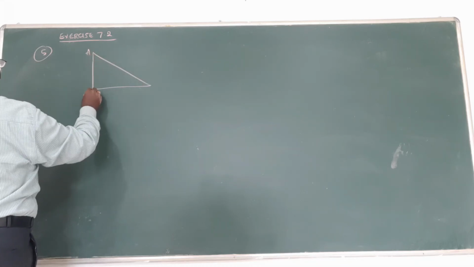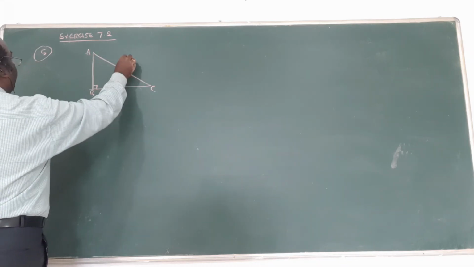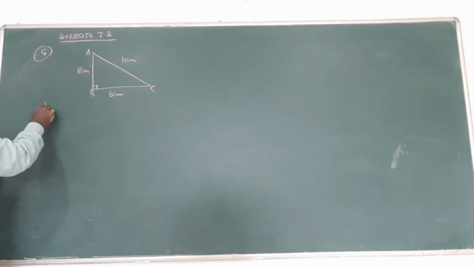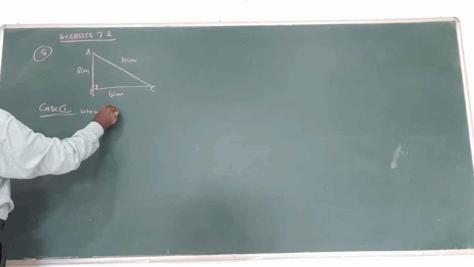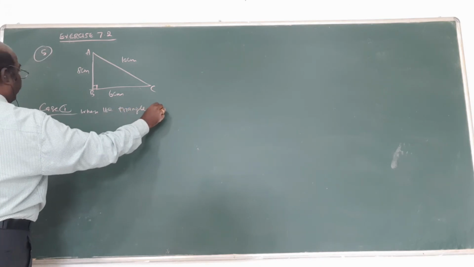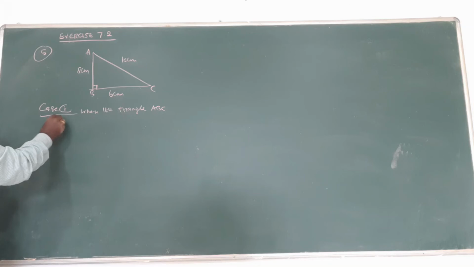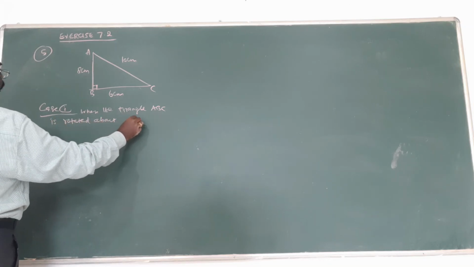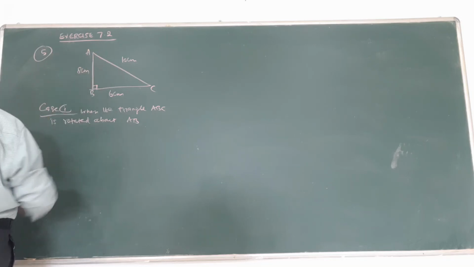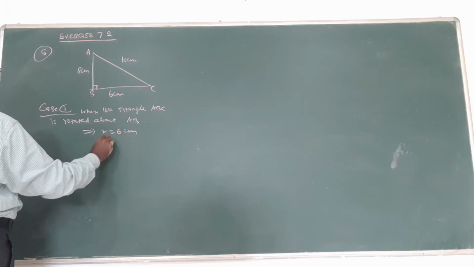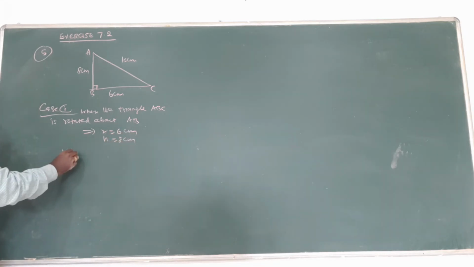This is actually triangle ABC. This is 90 degrees. The 8 centimeters is different, the 6 centimeters is different. The first one is case 1. When the triangle ABC is rotated about AB, this part is fixed. So automatically this is called the base, which implies R equals 6 centimeters, H is 8 centimeters. Now the volume of the cone.